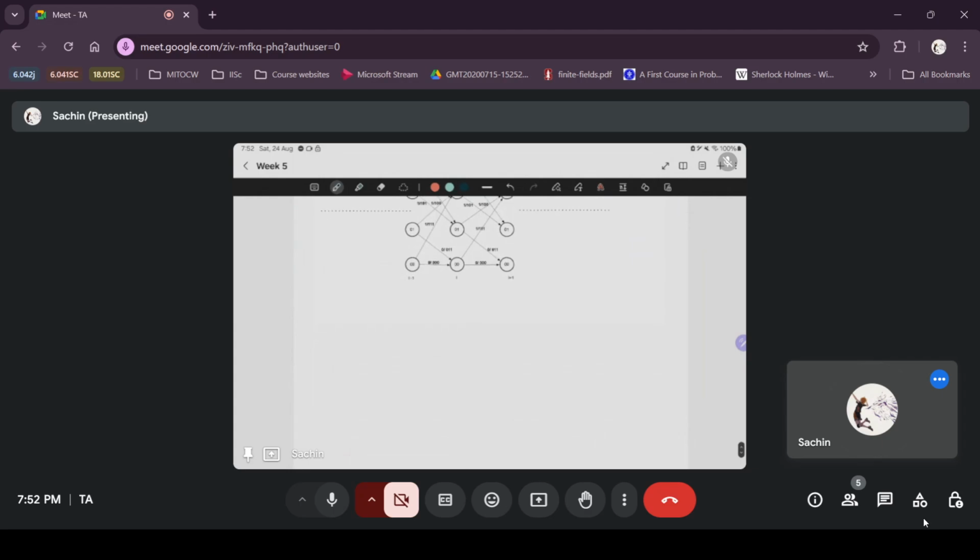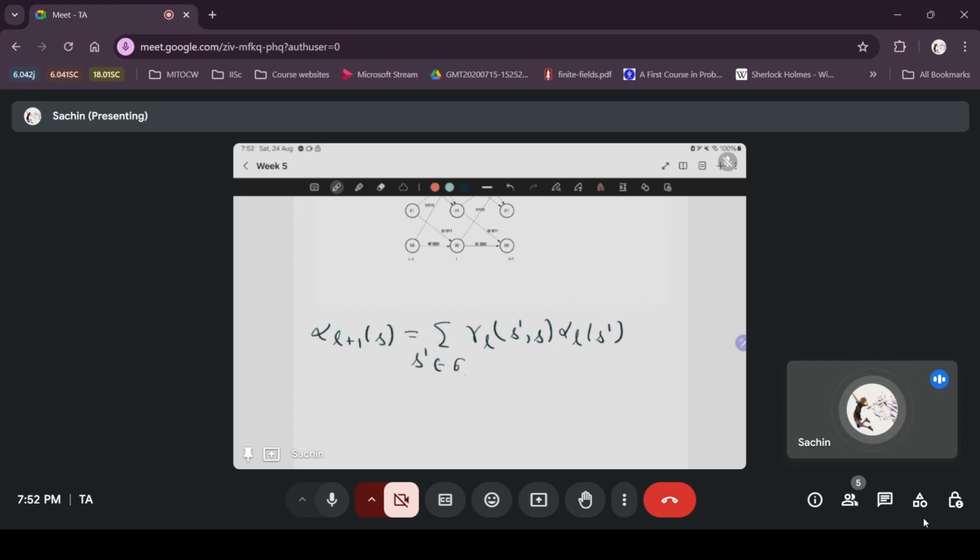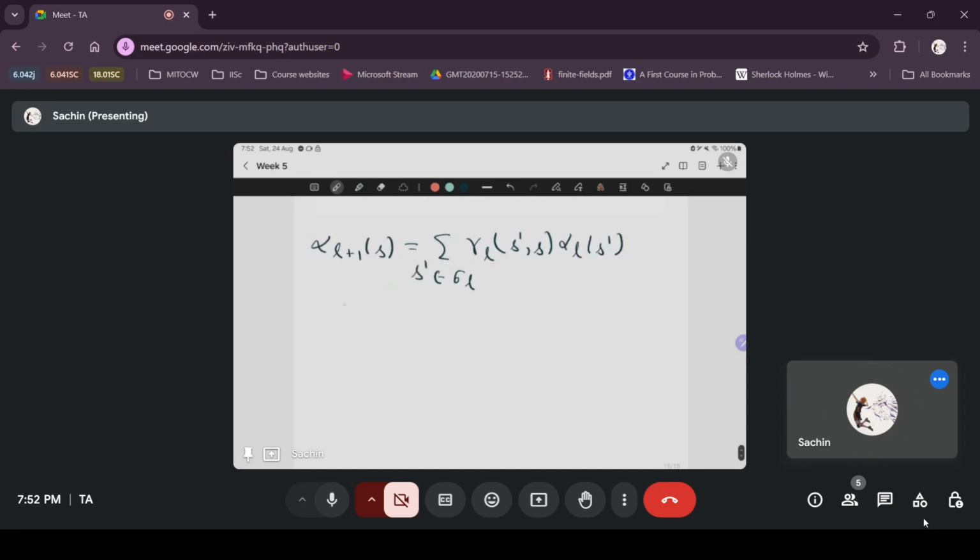Okay, so we have very less time left. So I'll just do this quickly. We have this from the lecture: alpha L plus 1 of S is the sum of gamma L of S dash comma S times alpha L of S dash, where S dash is in the set sigma L, and sigma L is the set of all states at time L.